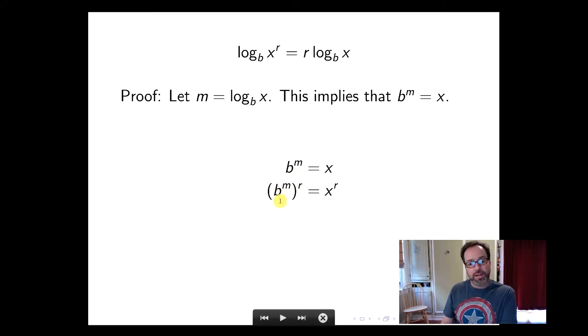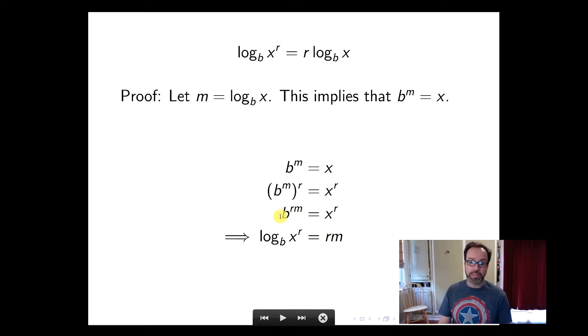On the left side here, I have an exponent. I have a base raised to a power, raised to a power. My algebra teacher taught me that I would multiply those two powers together. So I could multiply them to get b to the rm is equal to x to the r. And then I'm going to rewrite that in logarithmic form. So the log base b of x to the r is equal to r times m.